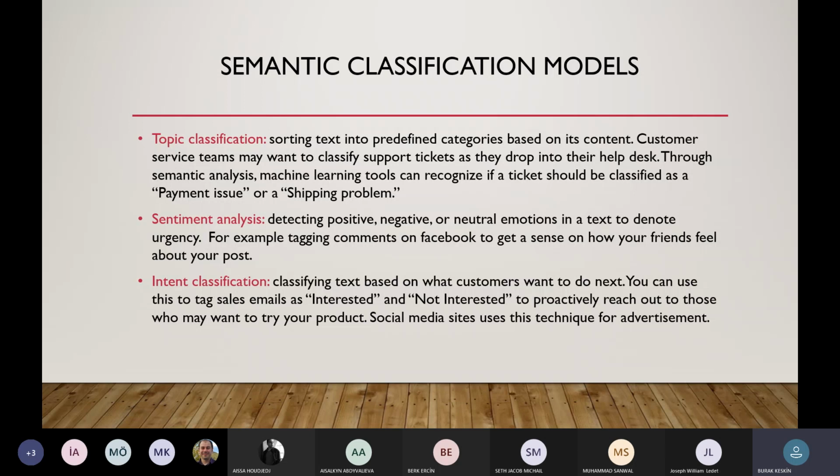Sentiment analysis is to detect emotions in a text. For example, taking comments on Facebook to get a sense of how your friends feel about your post. And intent classification, classifying texts based on what customers want to do next. You can use this to tag sales emails as interested or not interested, and give recommendations according to those.